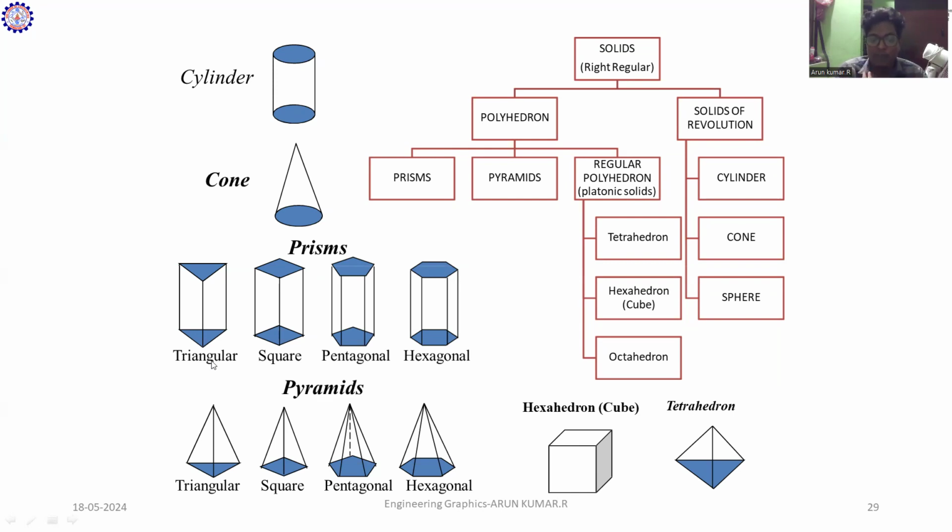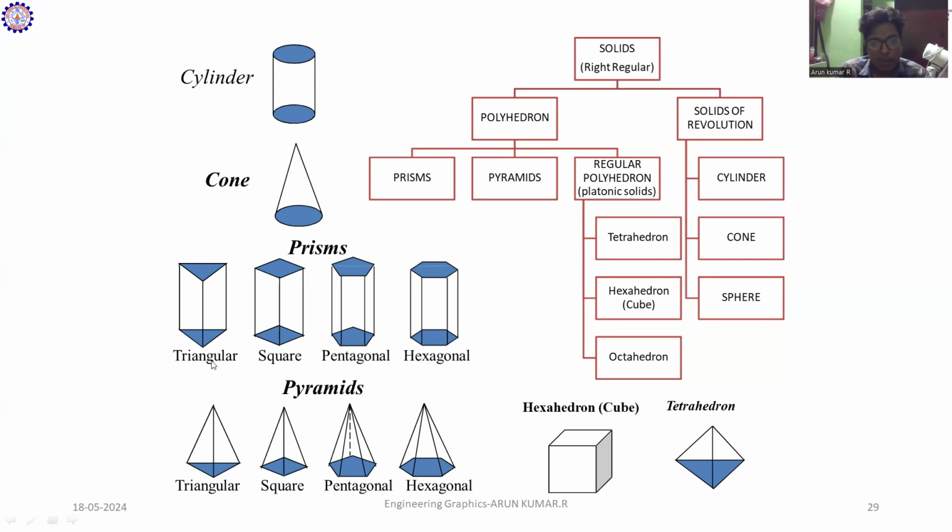So let's move on to the names given for the pyramid category. The triangle plus pyramid is called a triangular pyramid. Then square plus pyramid is called a square pyramid. Pentagon plus pyramid is called a pentagonal pyramid, and hexagon plus pyramid is called a hexagonal pyramid. These are the names in the polyhedron, that is the classification under prism and pyramid.